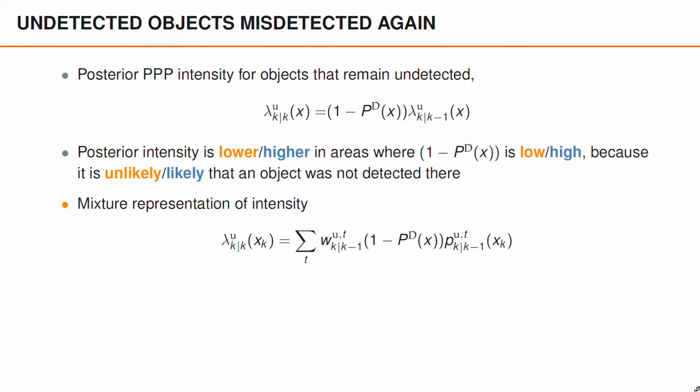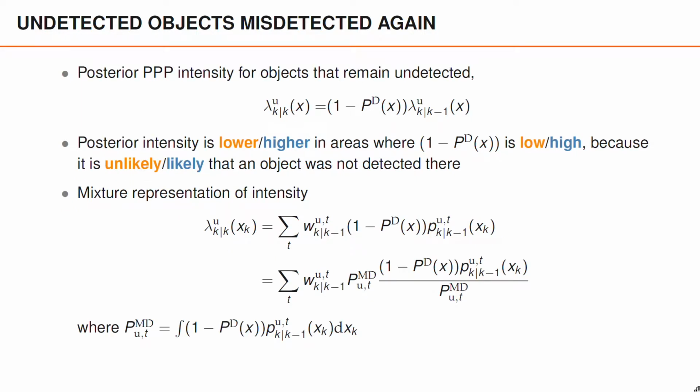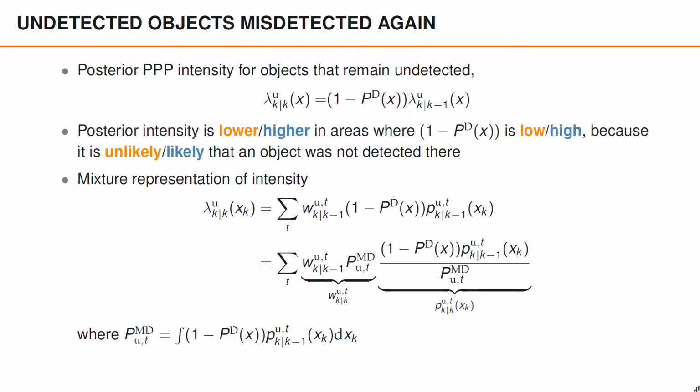When we have a mixture representation of the intensity, the posterior intensity is the sum over the prior components. And for each component, we have the prior weight, the probability of misdetection, and the prior component density. We can express this as the weight times the component-specific probability of misdetection, PMD, and the probability of misdetection times the prior density normalized by PMD, where PMD is defined as the integral of the probability of misdetection and the component density. So from this, we can identify what the posterior weight and the posterior component density are.